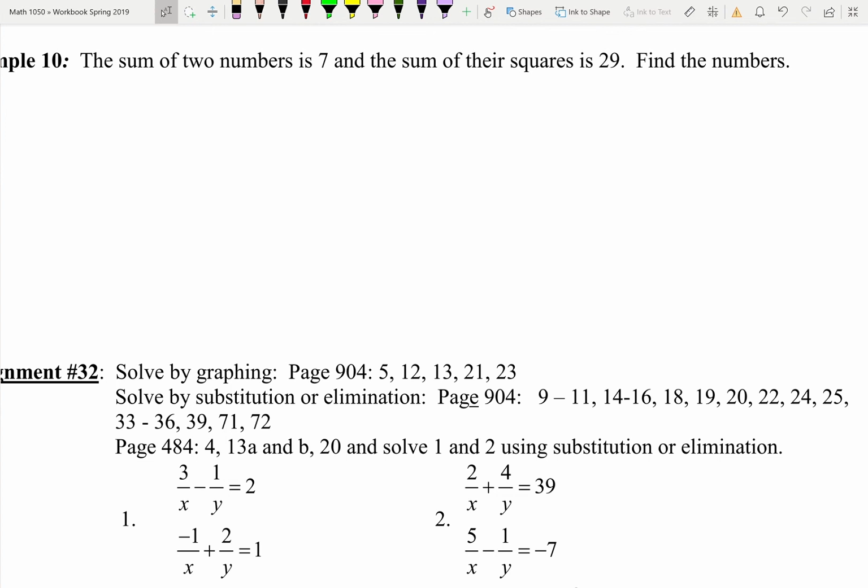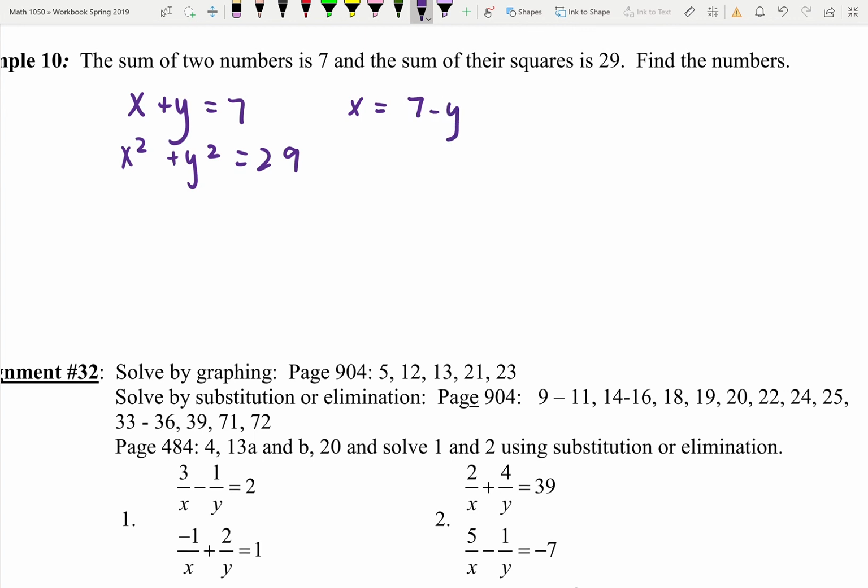Example 10. The sum of two numbers is 7. So let's call them x and y. So take x, add it to y, and you get a 7. The sum of their squares is 29. So x squared plus y squared equals 29. I cannot use elimination. Okay, so I'm going to have to use substitution. I'm going to solve the top equation for x. So x is 7 minus y.